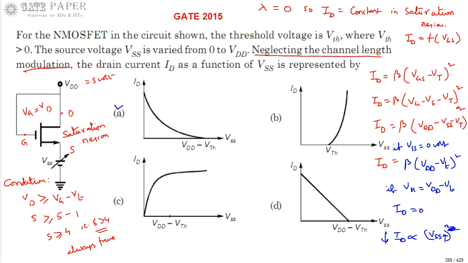So the right answer for this characteristic is this one. This is the VSS axis. When VSS is 0, you get the maximum current, and as VSS increases from 0 to VDD minus VTH, the drain current reduces, and it reaches 0 when VSS becomes VDD minus VTH. So the right answer is E.